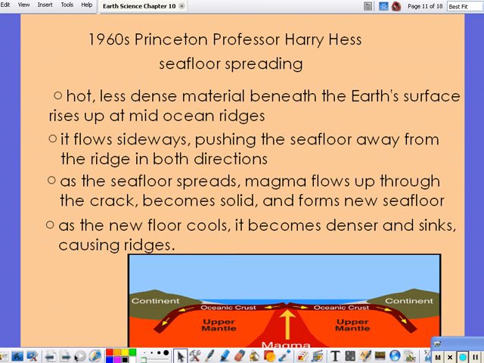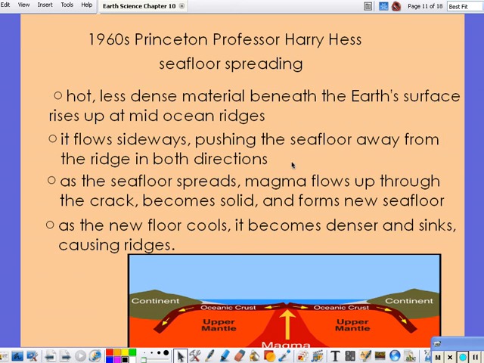Okay? It also flows sideways. What that means is that it pushes the seafloor away from the ridge in both directions equally. As the seafloor spreads, magma flows up through the crack and becomes solid, forming a new seafloor. But this magma also cools, and as it cools, the denser, heavier material sinks, causing these ridges, these up and down motions.